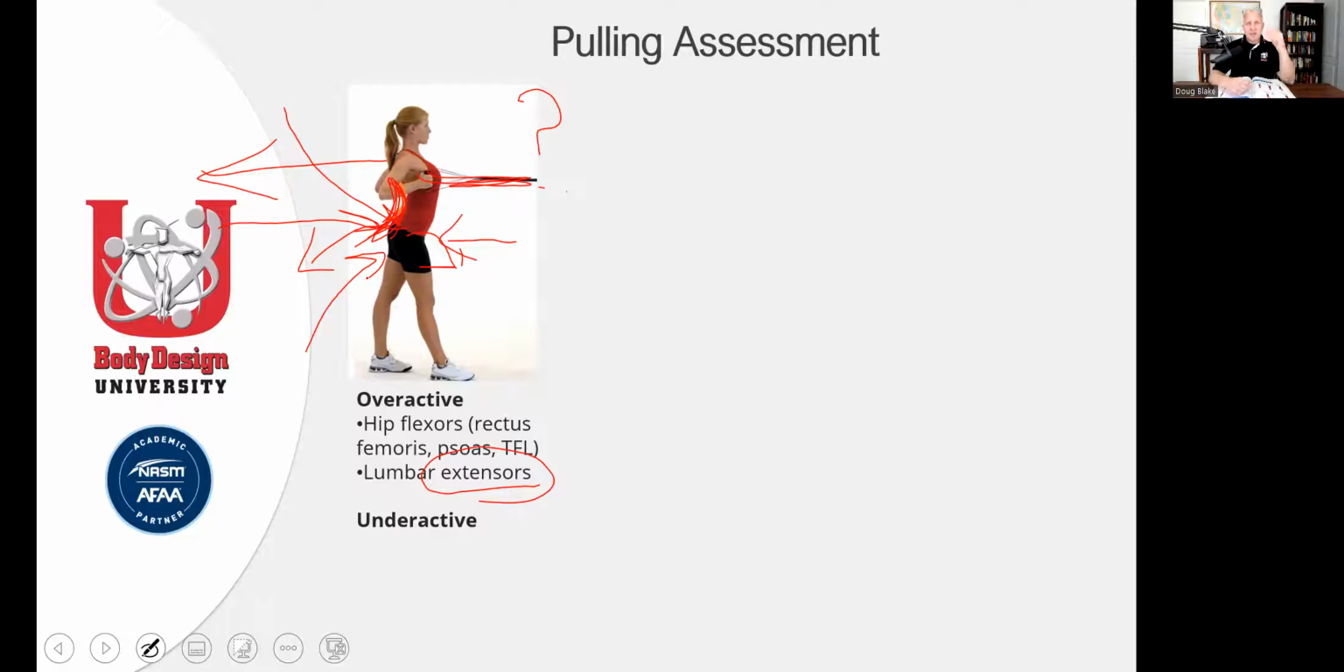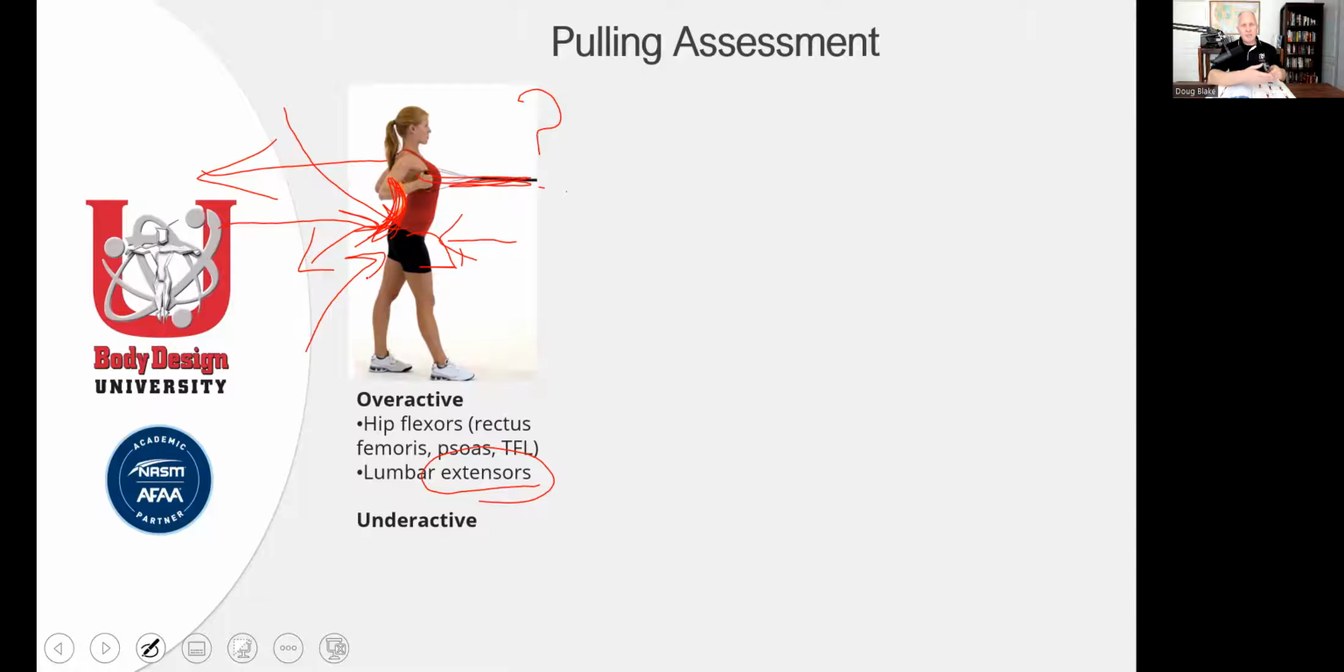Now think about this for a second. If the overactive muscles are flexors at the hip, okay? The overactive muscles are flexors at the hip. What muscles have to be allowing for those hip flexors to be overactive? This is the kind of thinking you've got to go through.